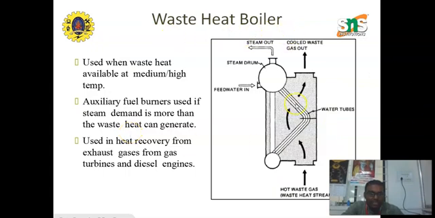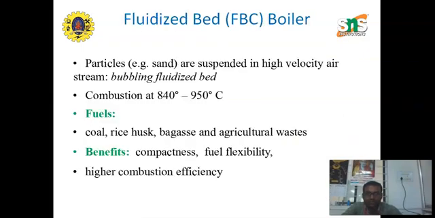Next one is the waste heat boiler. It is used when waste heat is available at medium or high temperature. Auxiliary fuel burners are used if steam demand is more than the waste heat can generate. It is used in heat recovery from exhaust gases from gas turbines and diesel engines. In simple terms, in a waste heat boiler, the exhaust gases from the diesel engine or gas turbines are made to pass into the water tubes, and there the water gets converted into steam. Here the waste energy is converted into a useful form of energy.